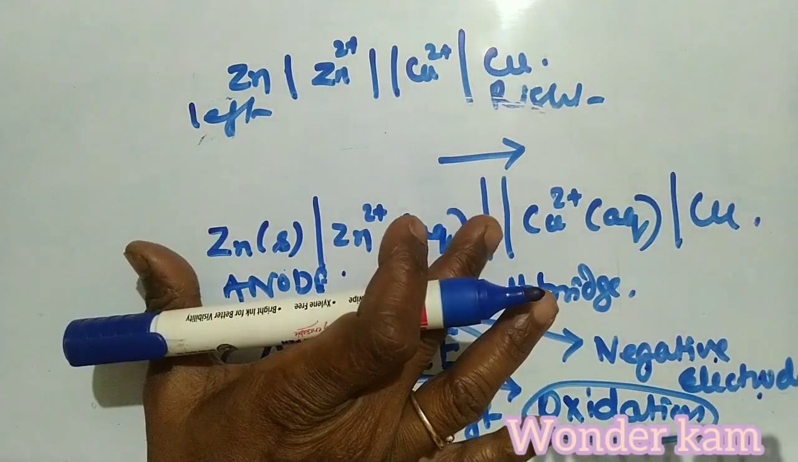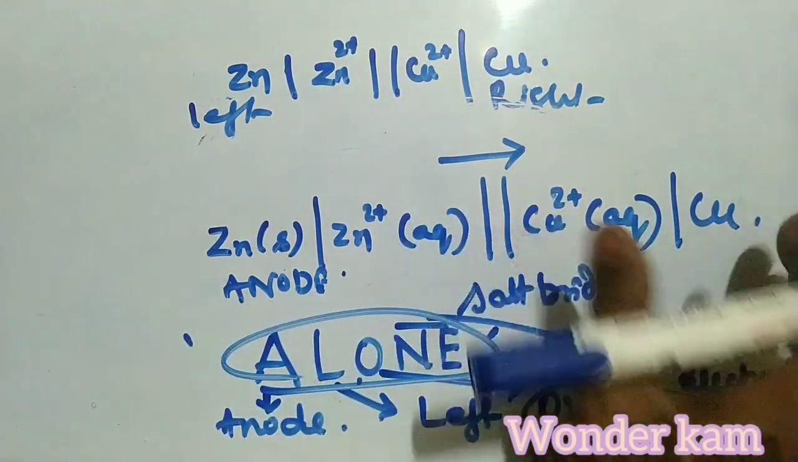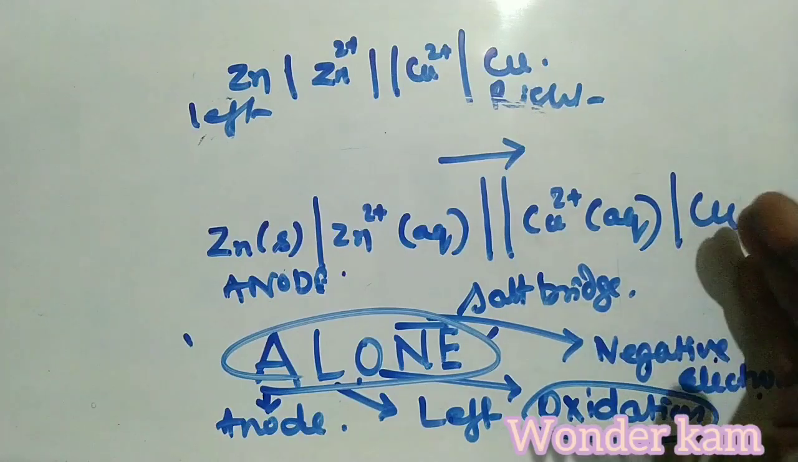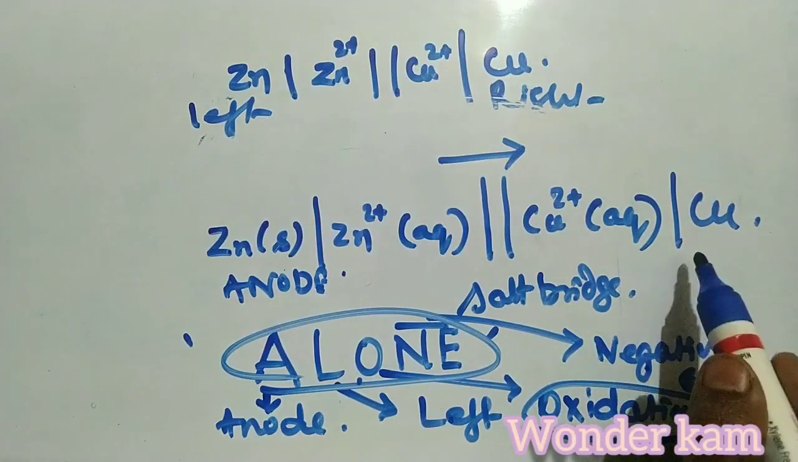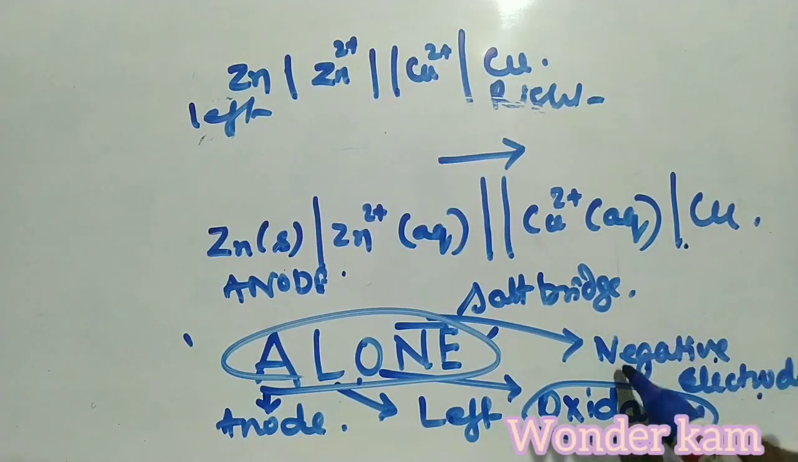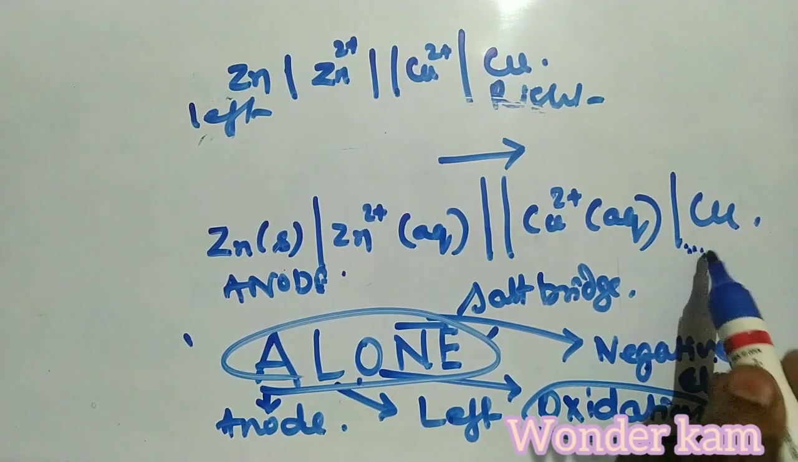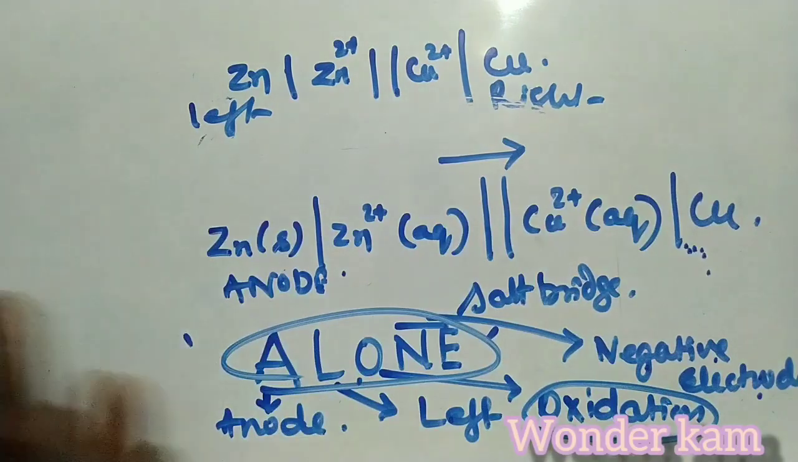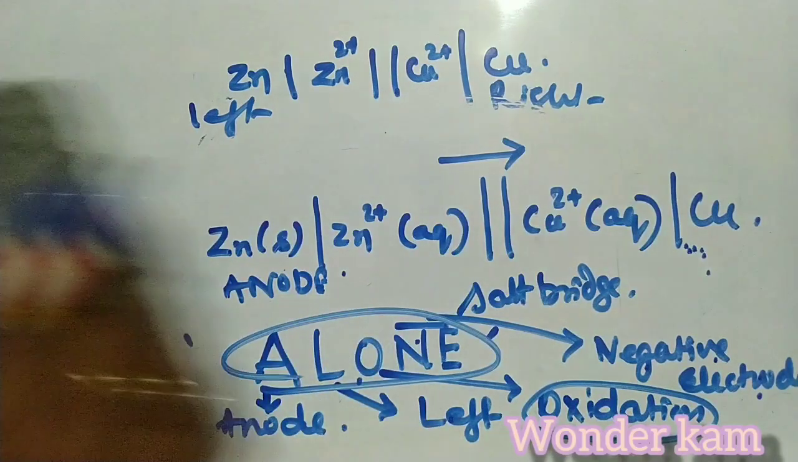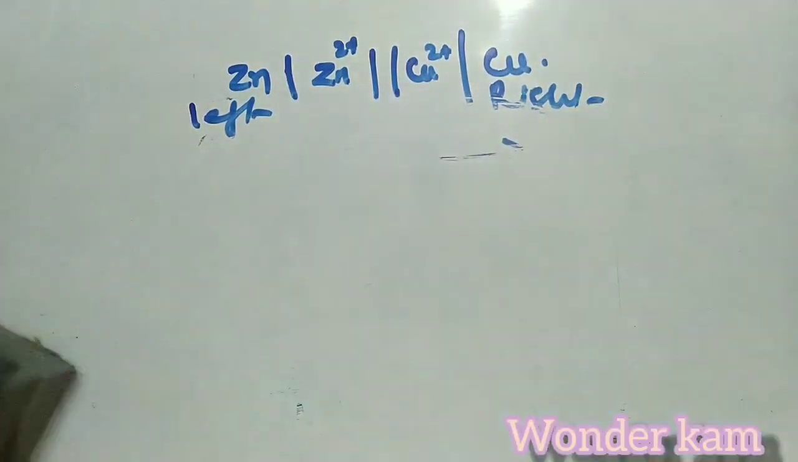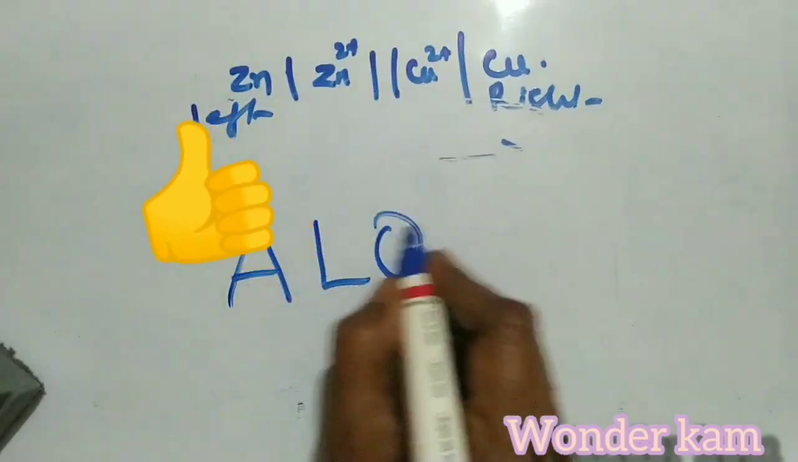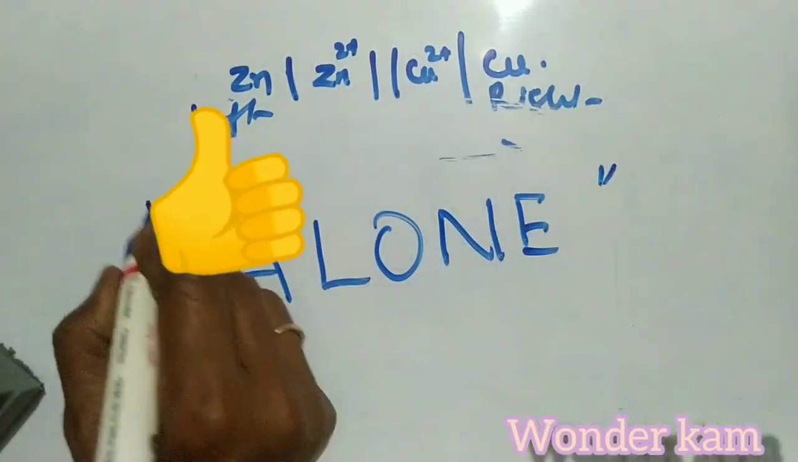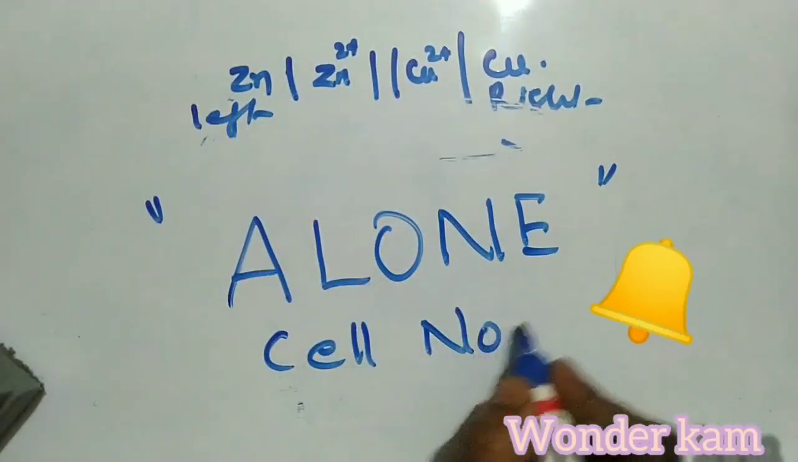Once you write the anode, the cathode can be written easily, as well as the type of reaction, that is the reduction reaction taking place at the cathode, and it is the positive electrode of the cell. This cell representation can help you in solving many problems based on electrode potential. So remember ALONE, write the cell notation correctly, and do solve the problems.